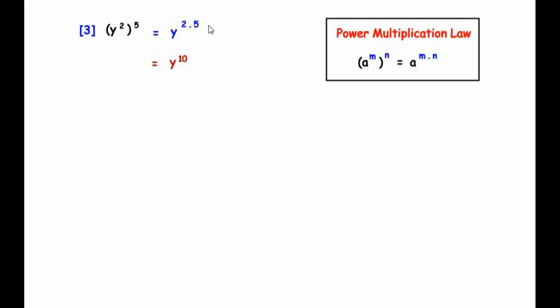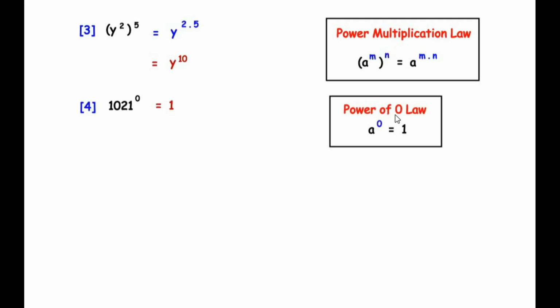That is 2 times 5, giving us the final answer as y to the power of 10. Now moving on to the next law, power of 0. Now here if we have a base say a and it is raised to the power of 0, then we always get the answer as 1 no matter what the base is.